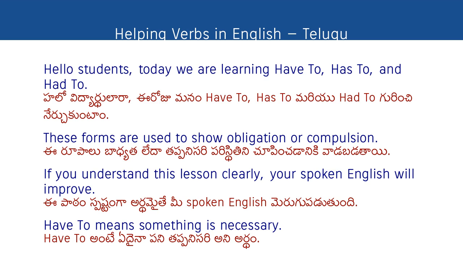Hello students, today we are learning have to, has to, and had to. These forms are used to show obligation or compulsion. If you understand this lesson clearly, your spoken English will improve. Have to means something is necessary.